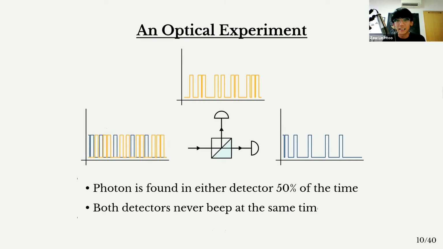And the most important thing is that they never beep at the same time. You never detect the photon at both detectors at the same time. And which detector beeps next is completely random. After a single detection event, you can't predict where the next one will be.